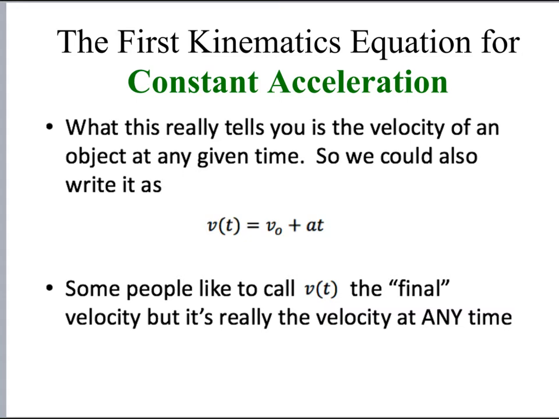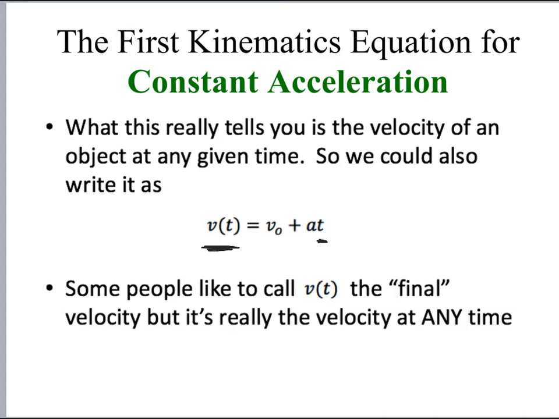So what this really is telling me is the velocity of the object that's accelerating. By definition, if it's accelerating, its velocity is changing with time. And so this tells me what the velocity is at any time t. If I want to know what the velocity is at 3 seconds, I plug in t equals 3, do the arithmetic, and I just get my answer.